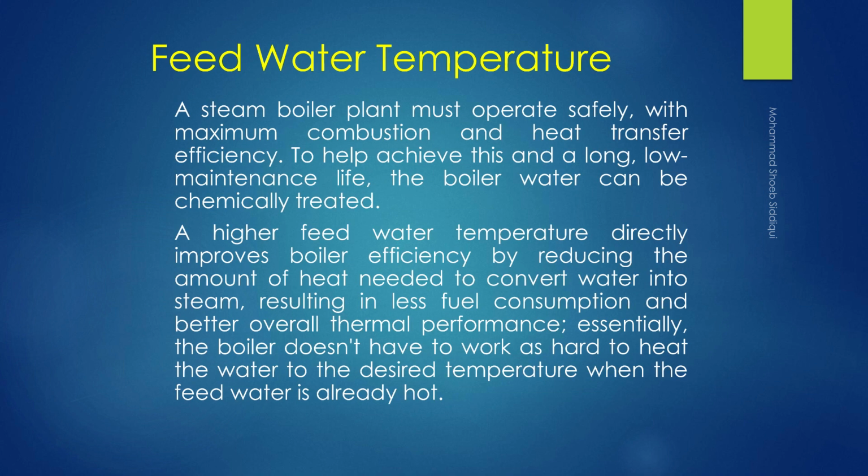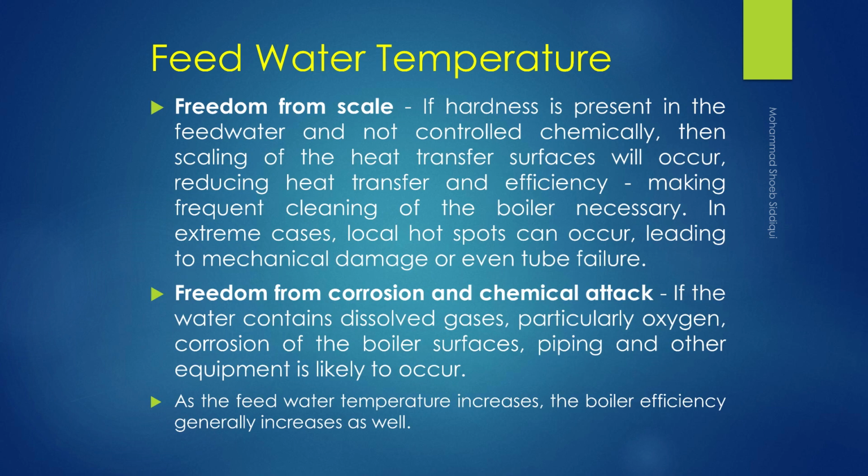Feed water temperature. A steam boiler plant must operate safely, with maximum combustion and heat transfer efficiency. To help achieve this and a long, low-maintenance life, the boiler water can be chemically treated. A higher feed water temperature directly improves boiler efficiency by reducing the amount of heat needed to convert water into steam, resulting in less fuel consumption and better overall thermal performance. Essentially, the boiler doesn't have to work as hard to heat the water to the desired temperature when the feed water is already hot.